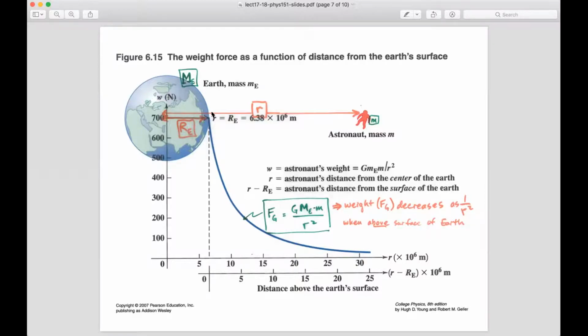So the space station and the astronauts that are in orbit have plenty of weight. There's a very strong gravitational force acting on them from the Earth, and so they have lots of weight. They are not weightless at all. Instead, they are in free fall, and that's what I'm about to introduce on the next slide.